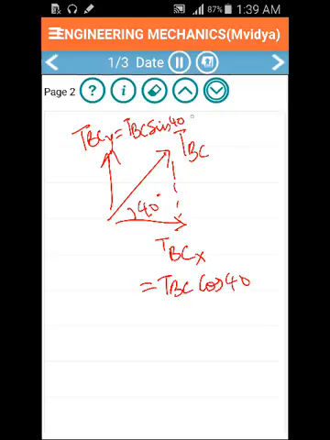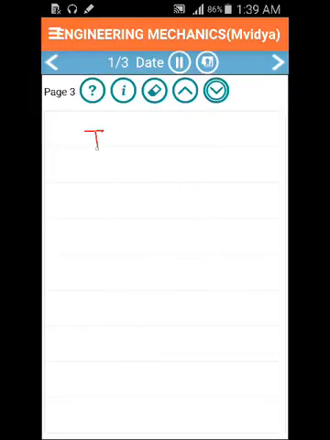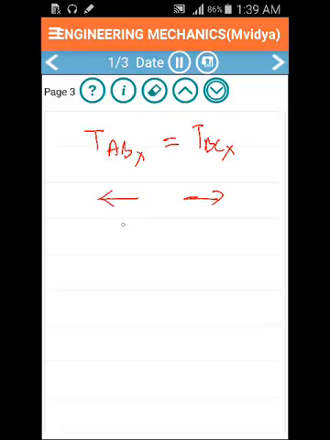Now coming back to our diagram, the X components will cancel each other, and the Y components ultimately will balance the 30 into 9.81. So the X component of TAB is equal to the X component of TBC. Since both are in opposite directions, they will cancel out each other. If there is a net force in the horizontal direction, then the system will move in the horizontal direction. Since it does not move, it is in equilibrium. So the X components are cancelling each other.